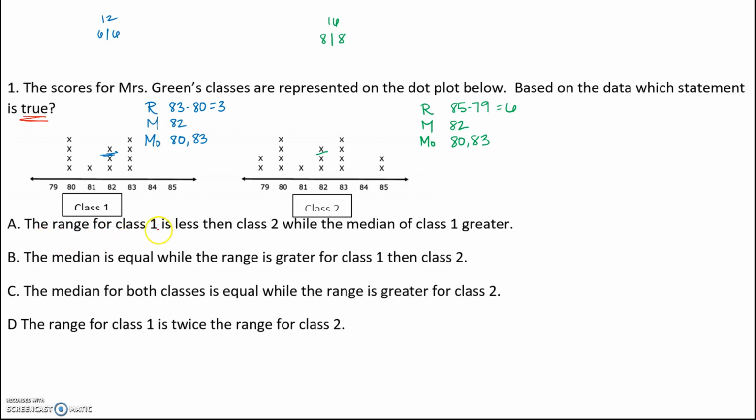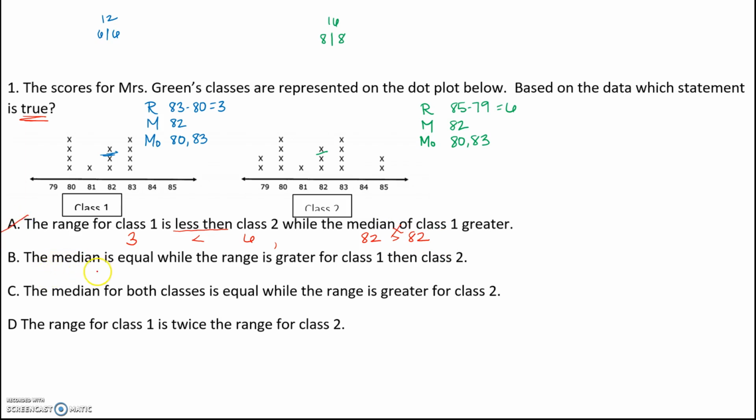So range for class 1. So range for class 1 is 3. So I'm going to go ahead and write 3 is less than range for class 2, okay? So class 2 is 6, so 3 is less than 6, so that sounds good so far, while the median of class 1 is greater. So the median of class 1 is 82. Is that bigger than 82? Well, no, they're not greater, so I'm going to say that's not true.